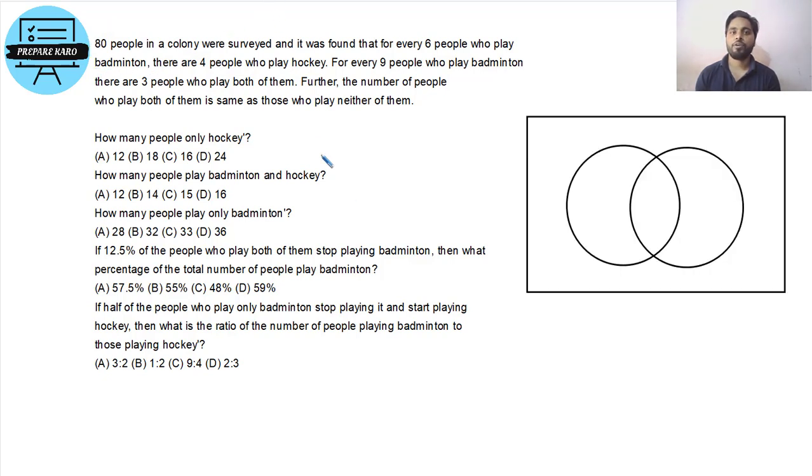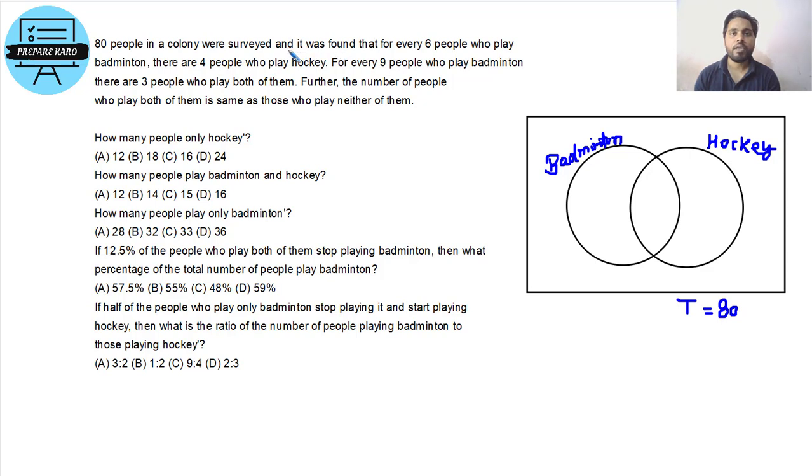Again, we are going to draw a 2 variable Venn diagram. One of the circles represents people playing badminton, and the other circle people playing hockey. Okay, and here we have total, right? So 80 people in a colony means this total is 80. First thing, total is 80.